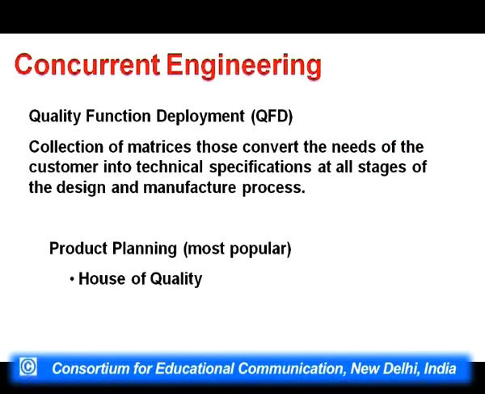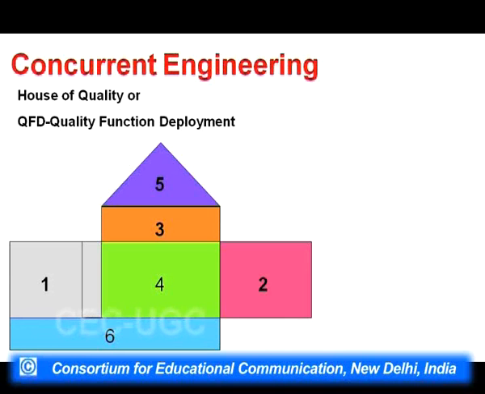Product planning. Most popular is the house of quality, which is nothing but QFD. How we make the house of quality, I will demonstrate in the next slide, and this is the house of quality. Here we have shown 6 matrices. All these walls, floors, roof, etc. are nothing but the matrices. House of quality or quality function deployment. How these are made, I will just explain.